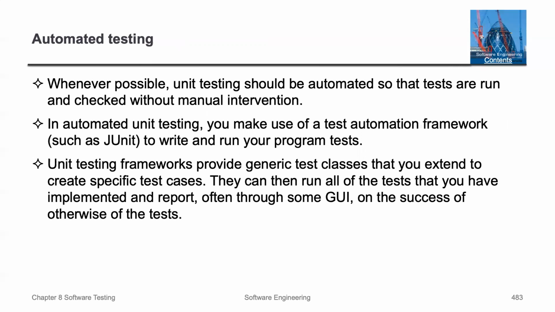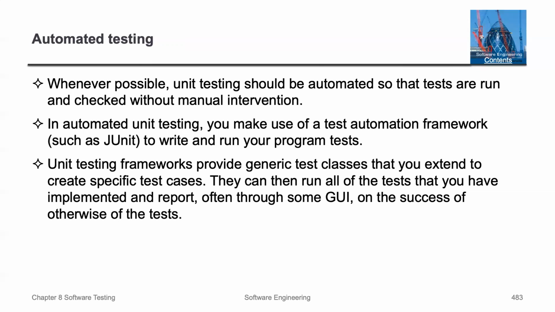Automated testing is also very useful. Whenever possible, unit testing should be automated so the tests are run and checked without manual intervention. Another advantage of this is, since it's automated, you know that it's always going to be done the same. So you can make use of an automated framework to write and run your program tests, and unit testing frameworks provide generic test classes that you extend to create specific test cases.